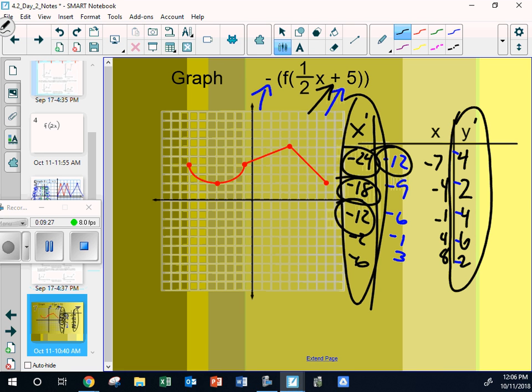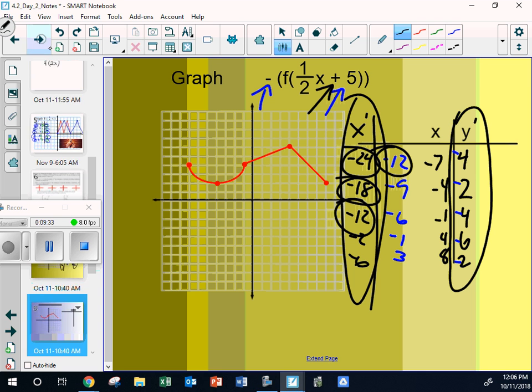Twice as wide. All right, good. All right, there's how you do the complicated ones. Now let's go through the homework and tell you which ones you can skip.